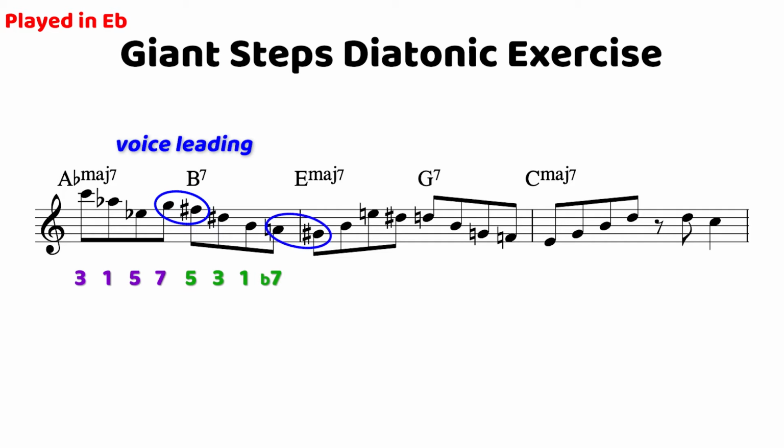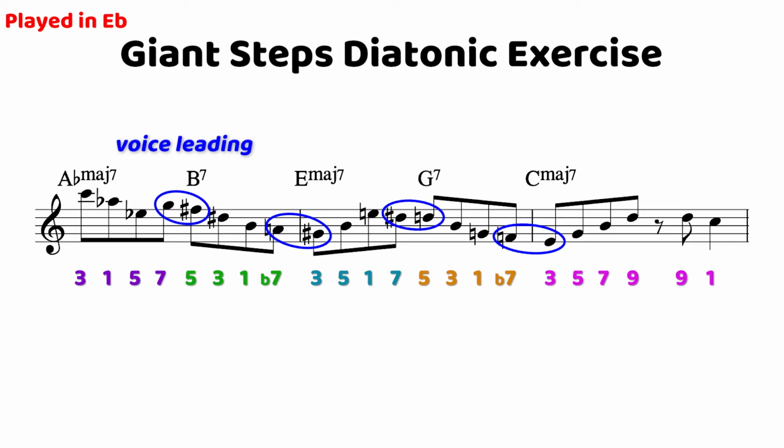Again, moving from that flat 7 down to the third of the next chord. Just a half step motion here. Again, some smooth voice leading. 3, 5, 1, 7. Moving again, just down a half step to 5, 3, 1, flat 7, and yet again down a half step into the third of our final resolution chord here, playing 3, 5, 7, 9, 1.